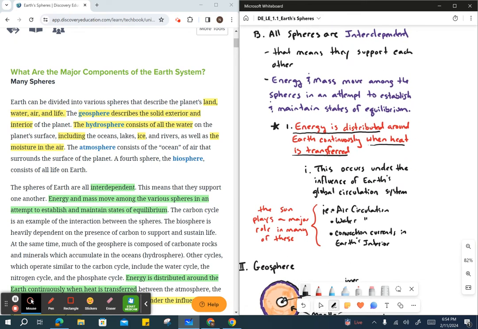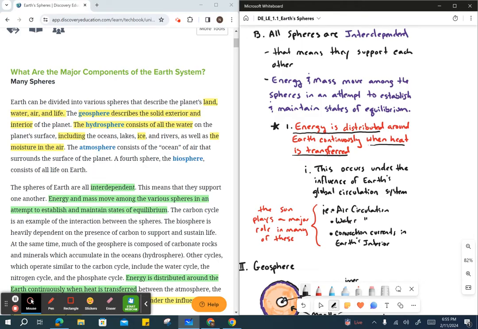Like we said, all spheres are interdependent, they support each other. Notice in purple here, energy and mass move among the spheres in an attempt to establish and maintain states of equilibrium. That's a very important statement. I want you to focus on that. Okay, the energy movement and the movement of mass.